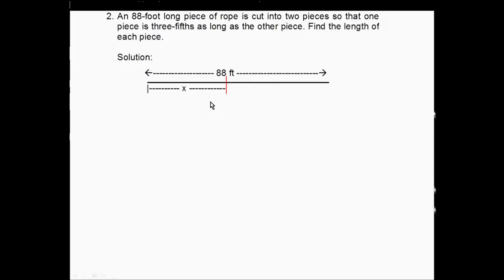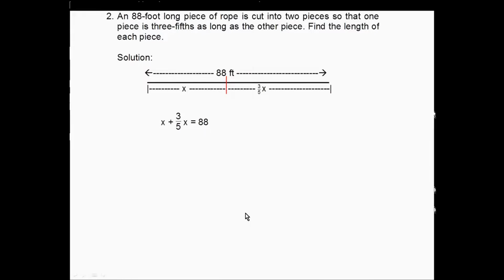This piece is X. The other piece is supposed to be 3/5 as long as. Remember, two occurrences of the word as means multiply. So 3/5 X. When you add up the two smaller pieces, it's the whole. So X plus 3/5 X is equal to 88.